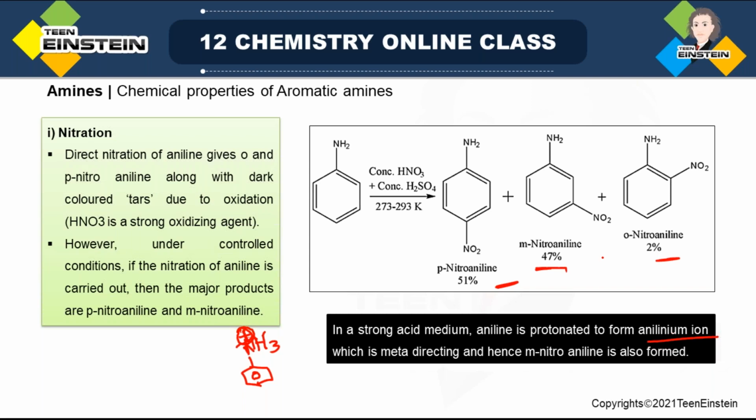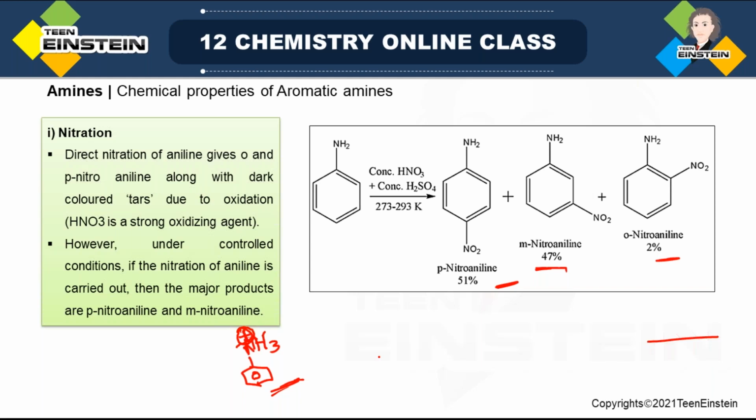So para and ortho products we are getting from the normal form of aniline, simply NH2 attached to the ring. But meta nitroaniline we are getting from this protonated form of aniline, and the name of this is anilinium ion, because the condition that we are using for this reaction is concentrated HNO3 and H2SO4. This mixture is the reason why the medium is acidic in nature. So this is the nature of the products that we get after nitration. This is the first example, remember, of electrophilic substitution.